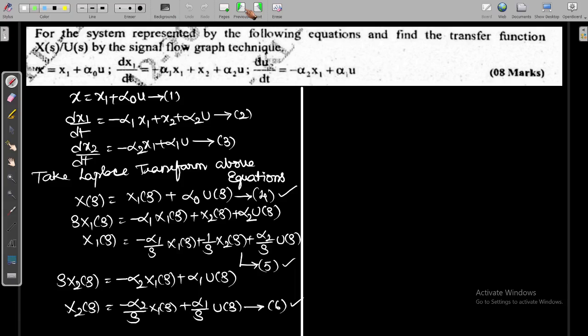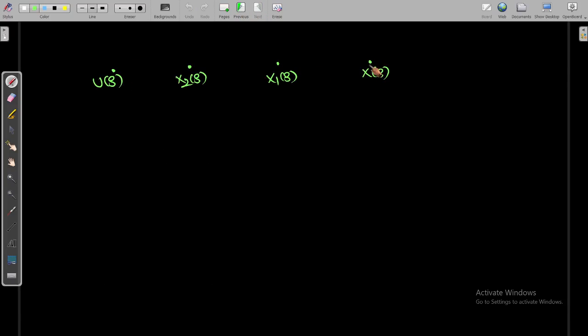From equation 4, for X of s you are getting X1 of s, and alpha naught into U of s. We will write that first. For X of s you are getting from X1 of s the gain 1. Next, from U of s you are getting alpha naught. So this is alpha naught.